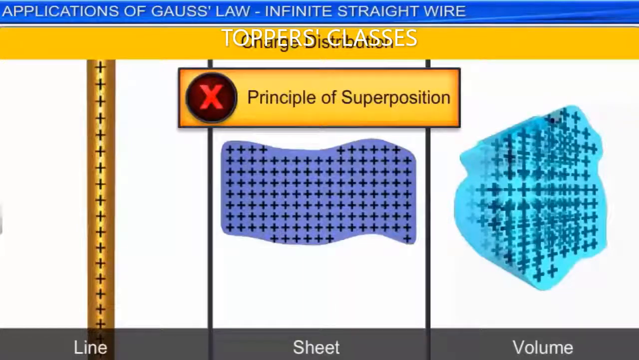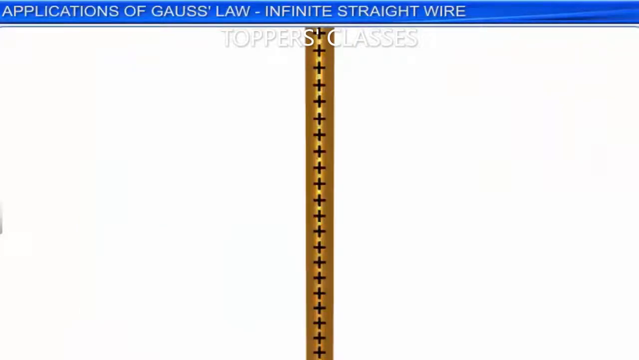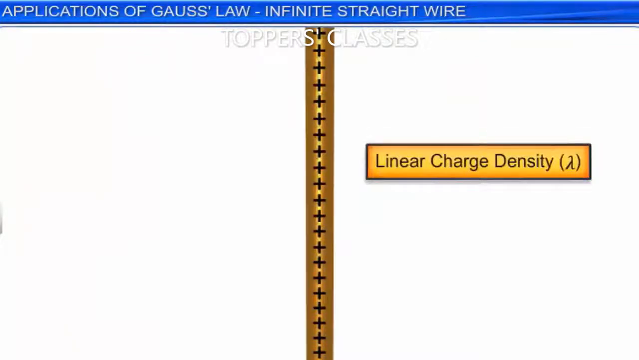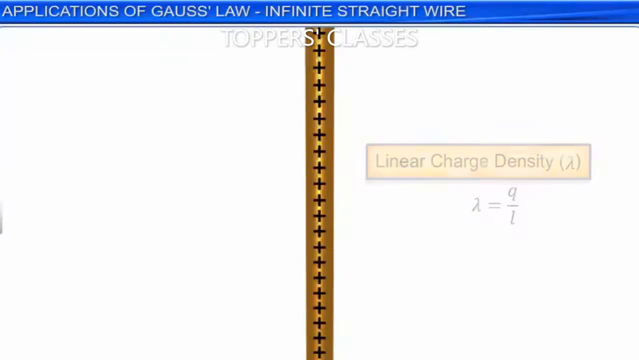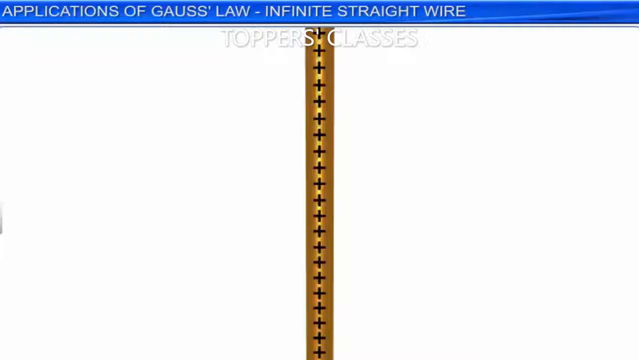Let us now consider an infinitely long straight wire carrying a uniformly distributed positive charge. Its linear charge density, lambda, is the charge per unit length of the wire. That is, lambda is equal to Q by L, where Q is the total charge on the conductor distributed over length L of the wire. The wire considered has an axis of symmetry. Consider a point O on the wire. Consider a radial vector from O to a point P whose magnitude is R. This radial vector is normal to the length of the wire.